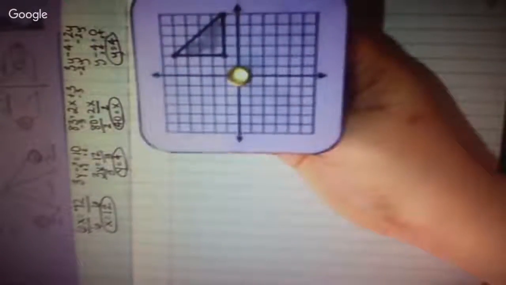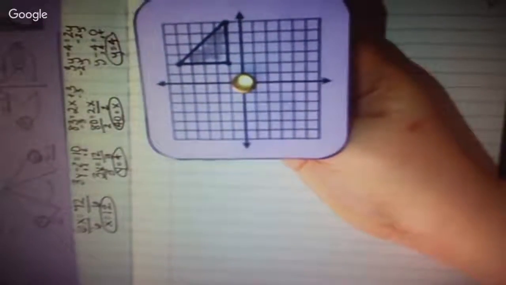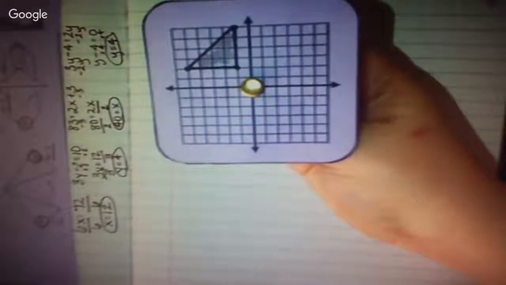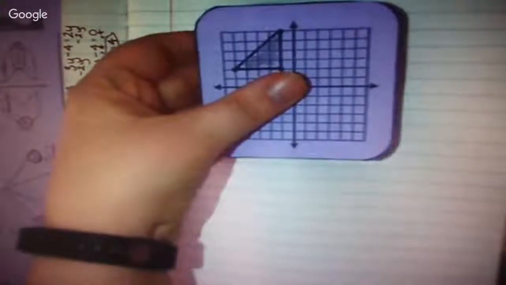Okay? So, it should look like this. Okay? All right. So now you're going to take this and push pin it through page 23 in the middle at the top.